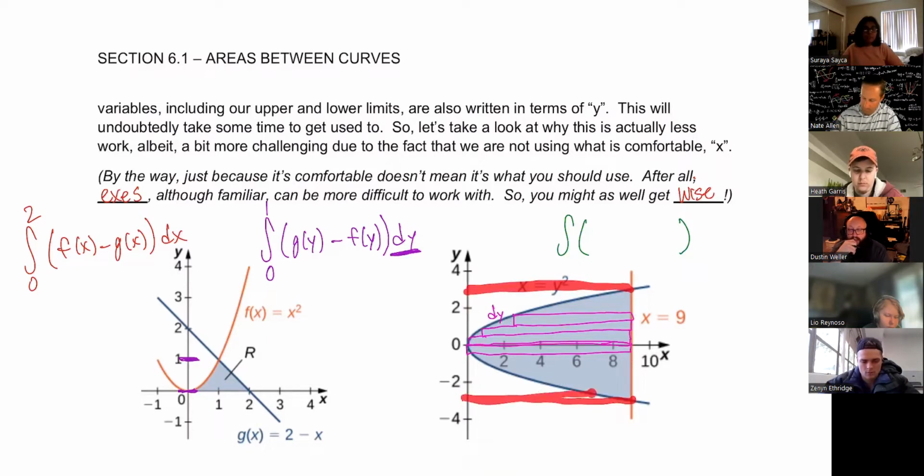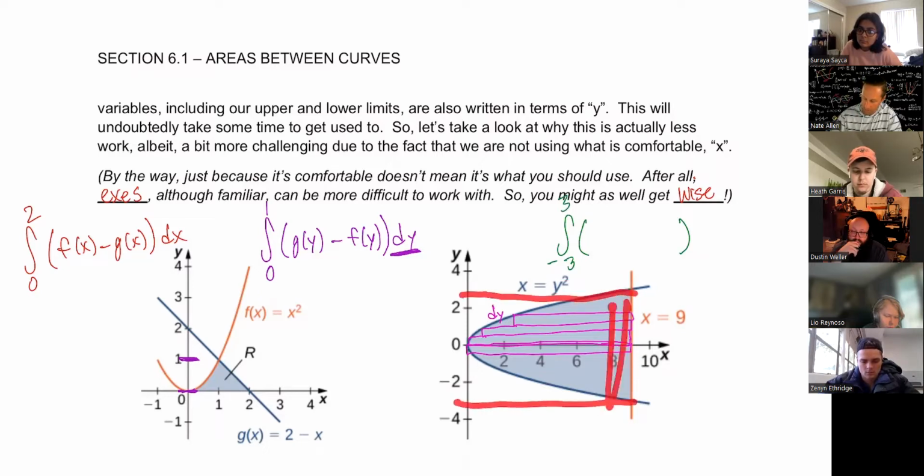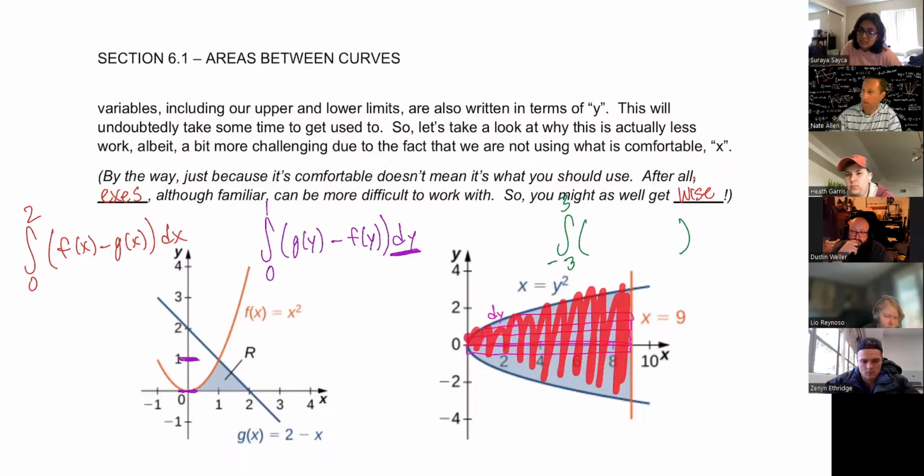3 to negative 3, or negative 3 to 3. Good. Then I know from negative 3 to 3, I can take my whole area for this thing and subtract off that area to find, again, the area between those two curves.